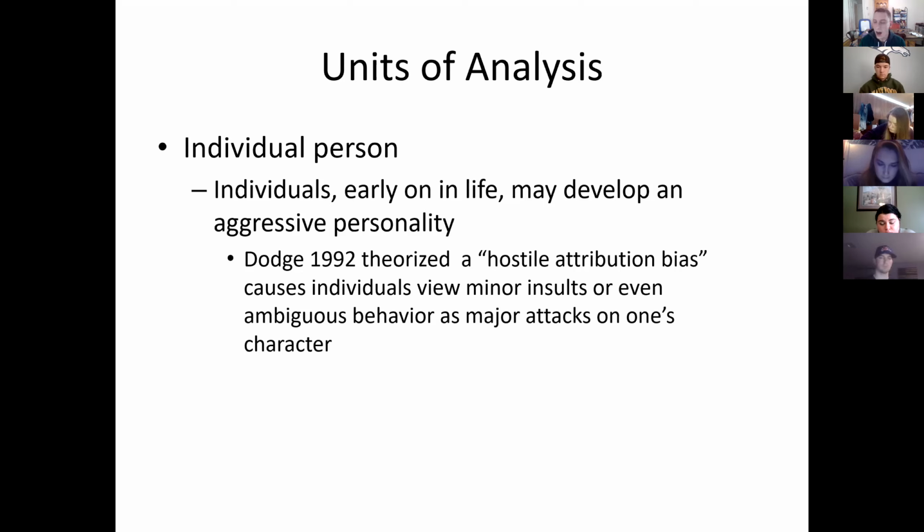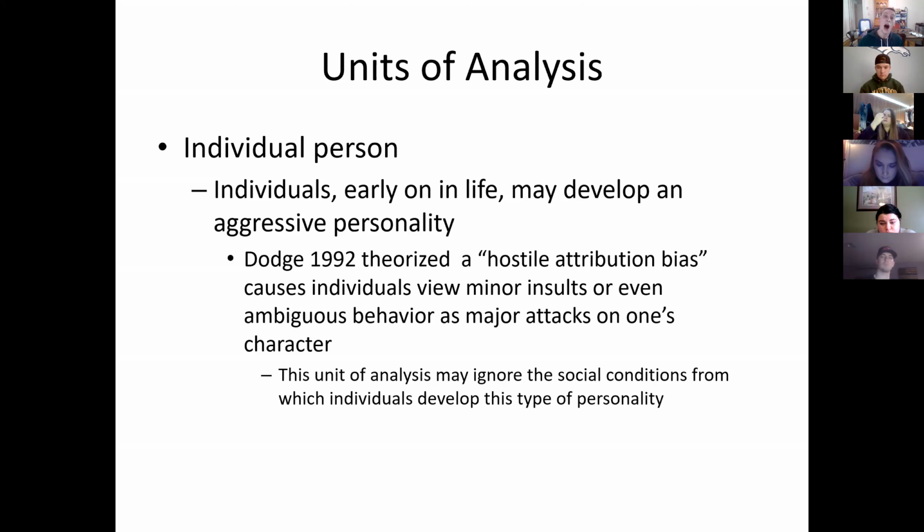Dodge says we're all kind of born with hostile attribution bias. You can see this in infants and little kids, who are very violent towards one another. They'll always assume that the person who accidentally touched them did it on purpose and maliciously. As adults, we get better at it, and we try not to have that hostile attribution bias. That's at the individual level.